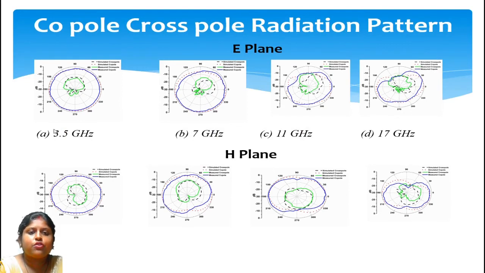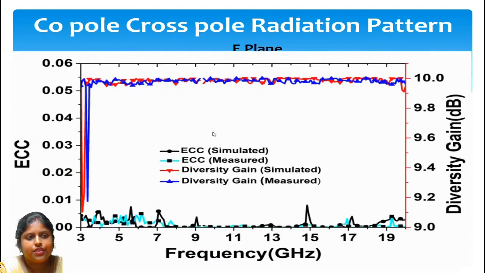Now, the copolar and crosspolar radiation patterns. The antenna provides an almost omnidirectional radiation pattern over the entire frequency range, but at the high frequency range the patterns deteriorate because of the radiation losses.